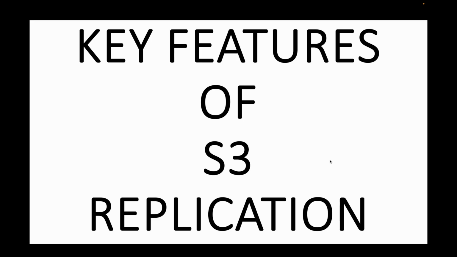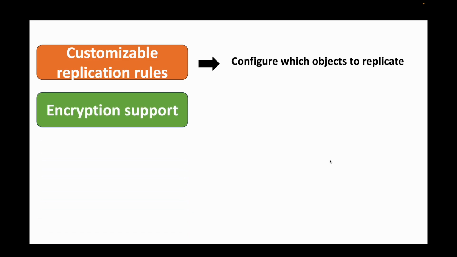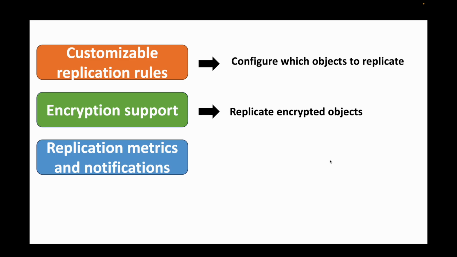Now, let's talk about some of the features of S3 replication. Some of the key features of S3 replication include customizable replication rules. So you can configure which objects you want to replicate based on prefix and tags. Then you have encryption support. So you can replicate encrypted objects even when the source and destination buckets are using different encryption keys. The next feature we have is replication metrics and notifications. So you can monitor the replication process with CloudWatch metrics, and you can also receive alerts.